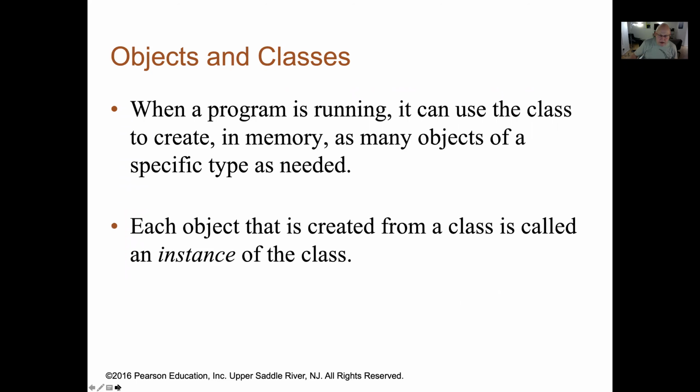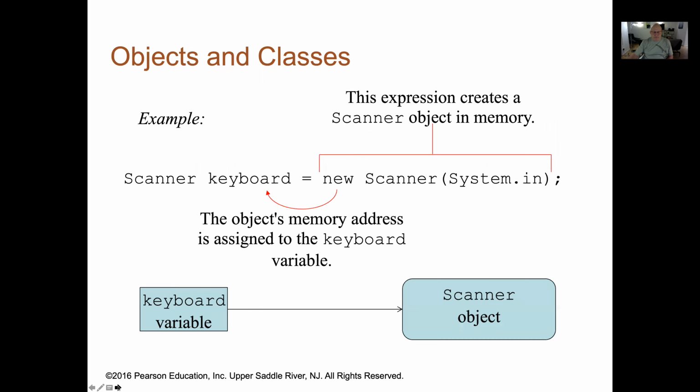When a program is running, it can use the class to create in memory as many objects of a specific type as needed. Each object that is created from a class is called an instance of the class. Objects and classes. This expression creates a Scanner object in memory. This is an example of a Scanner object. Note that the object's memory address is assigned to the keyboard variable.